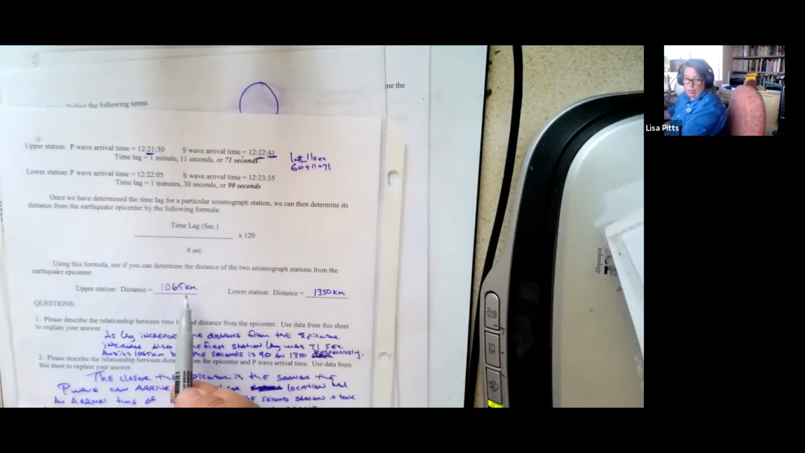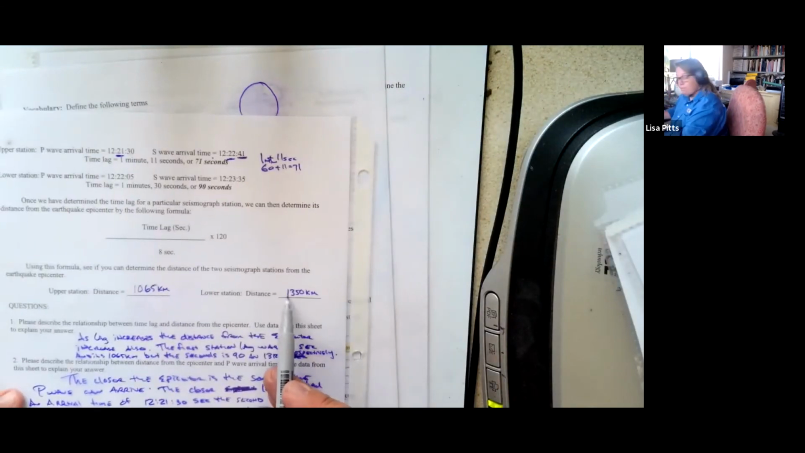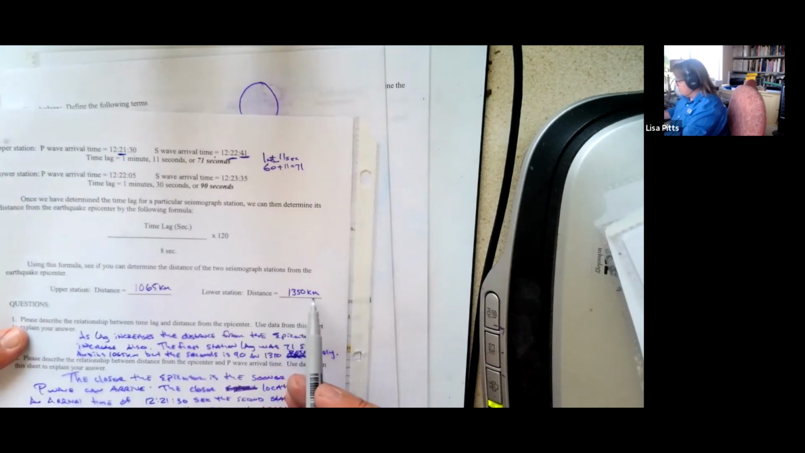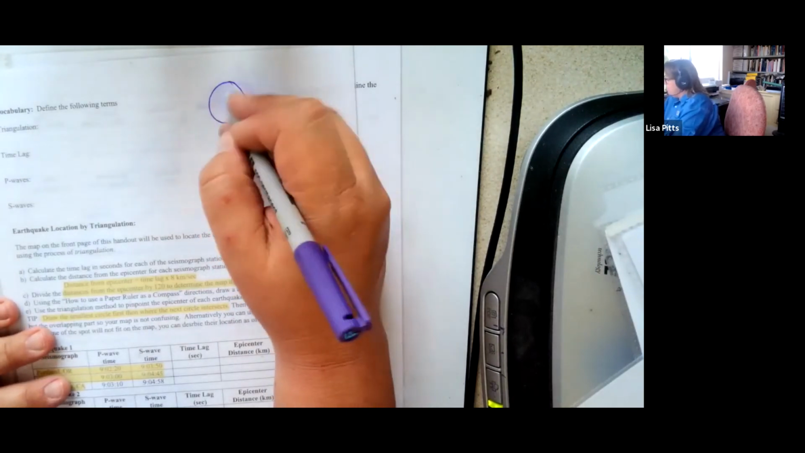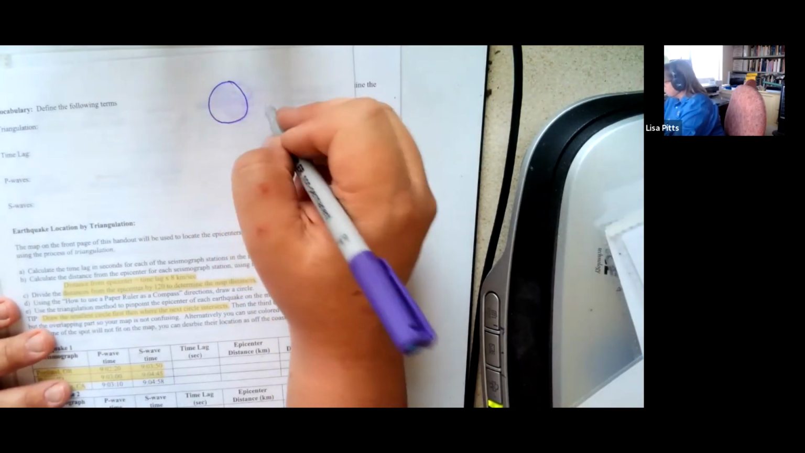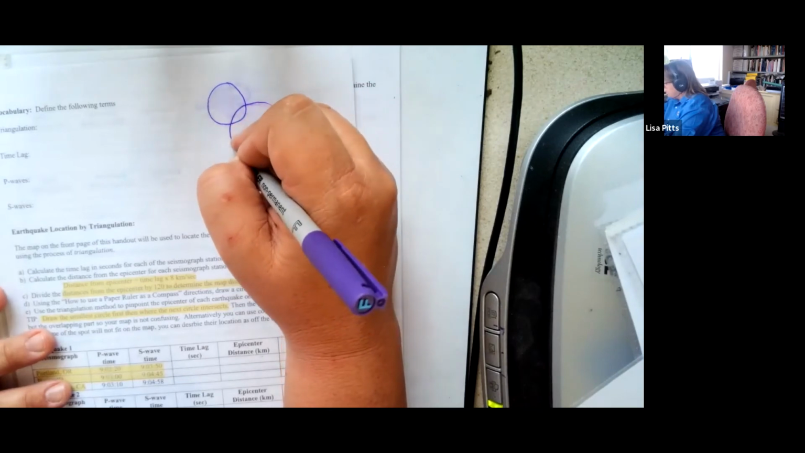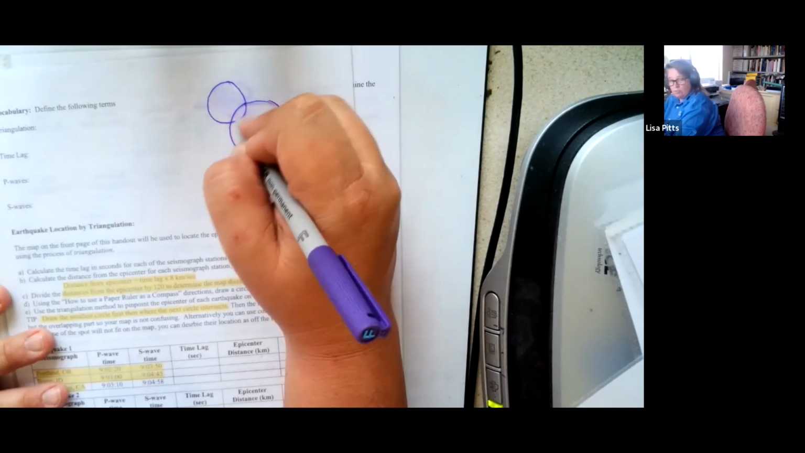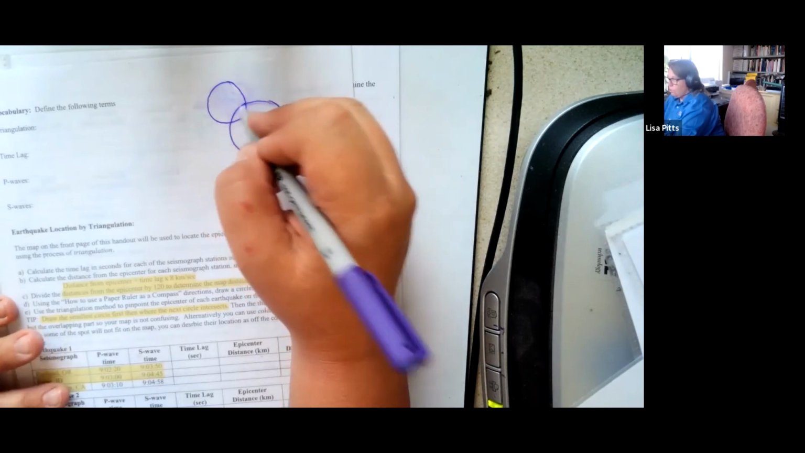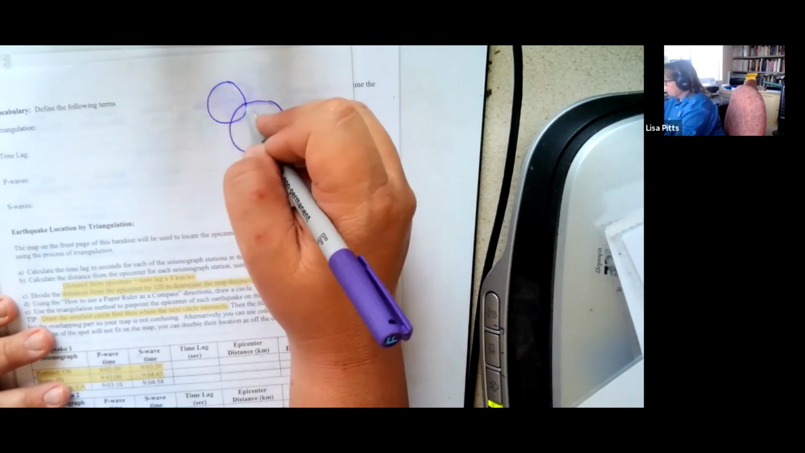So we now know that we are 1065 kilometers away from one station and 1350 kilometers away from the second station, right? So we have one circle, but we could be anywhere along that circle. And then the same thing with the second circle. But now we can only be in 2 spots, if it's only one earthquake. So then we have to have a third one.